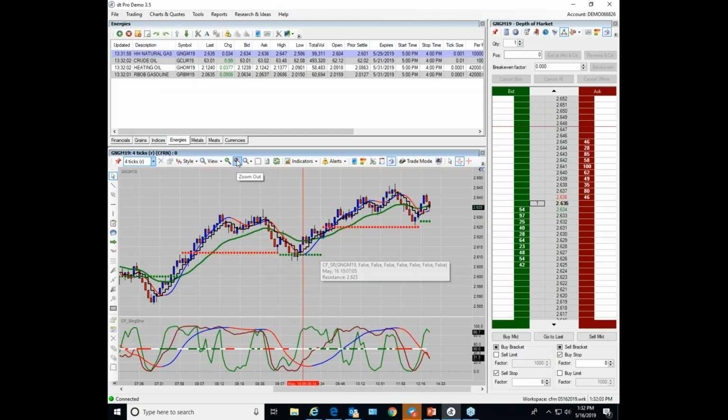Natural gas. Notice I zoom out. What's interesting about this is that we were double topping here, right? We finally broke this level. So now I would say, hey, now we could start trending. We're starting to make higher highs, and then really start looking at getting long at some point.